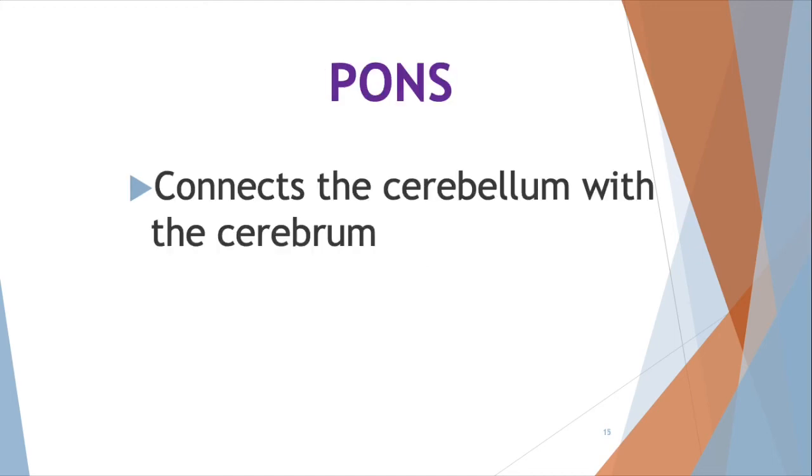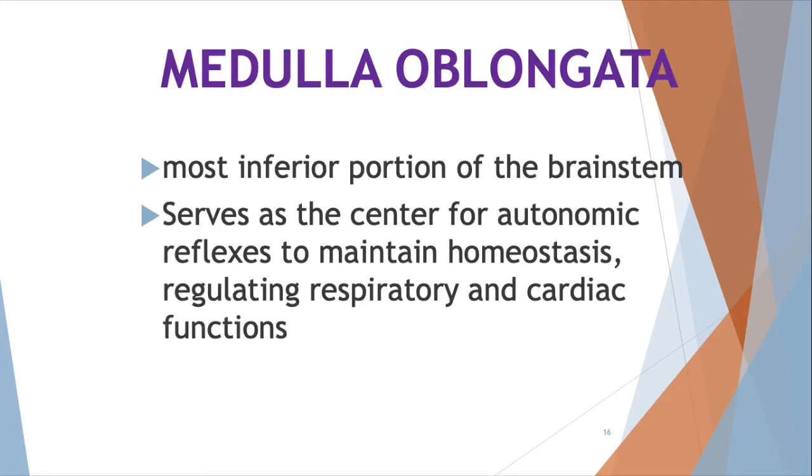The pons connects the cerebellum with the cerebrum. And we have the medulla oblongata. It is the most inferior portion of the brainstem. It serves as the center for autonomic reflexes to maintain homeostasis. It also regulates respiratory and cardiac functions.